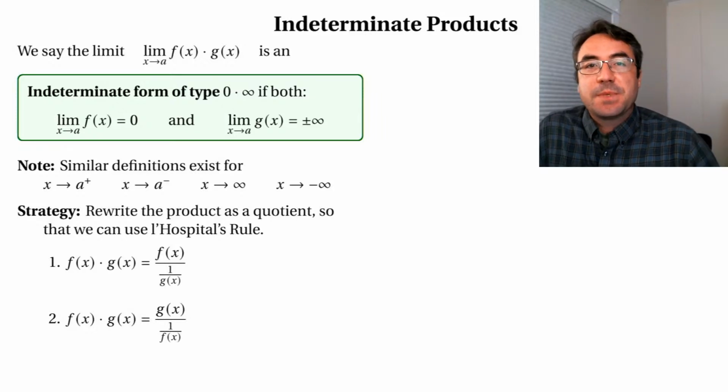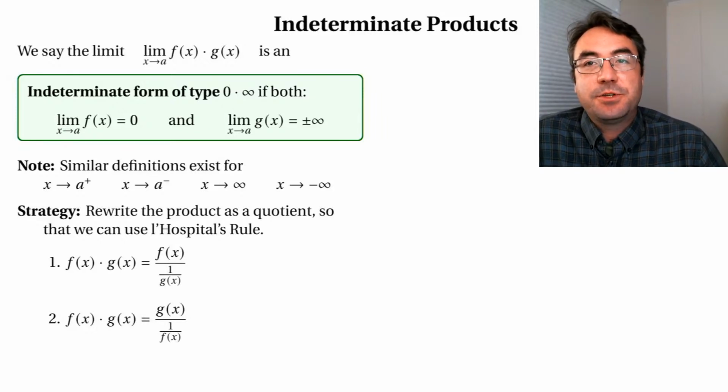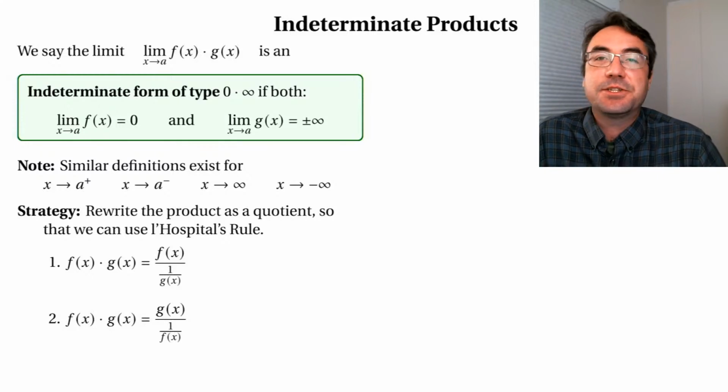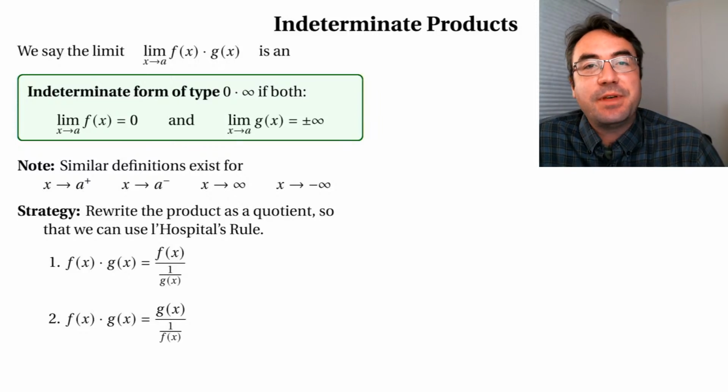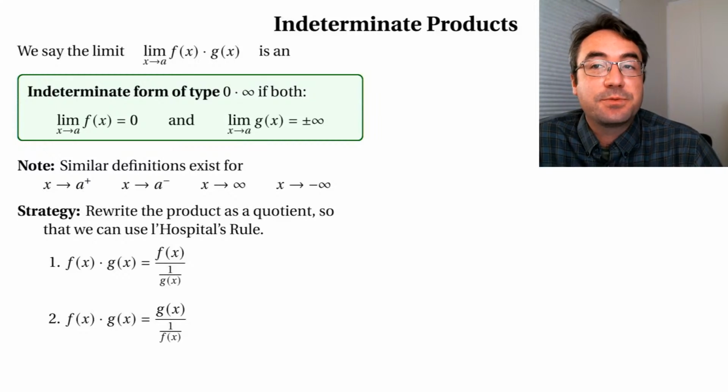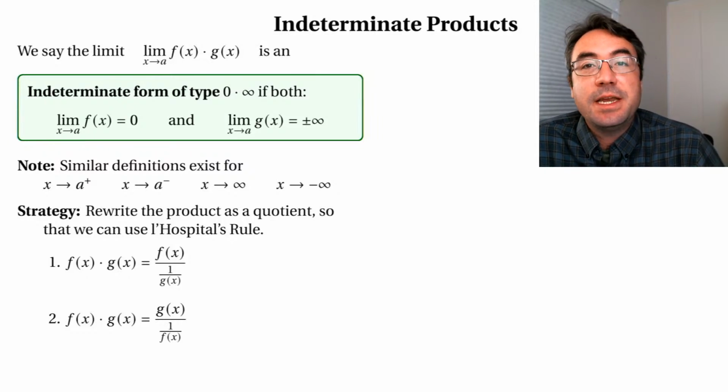All right, so we're going to take a break just for a second from talking about indeterminate quotients, and we're going to talk about an indeterminate product. So let's say we wanted to do the limit of f of x times g of x, and it turned out that the limit of f of x was 0 and the limit of g of x was either plus or minus infinity. Well, this is also an indeterminate form, and we call it an indeterminate form of type 0 times infinity.